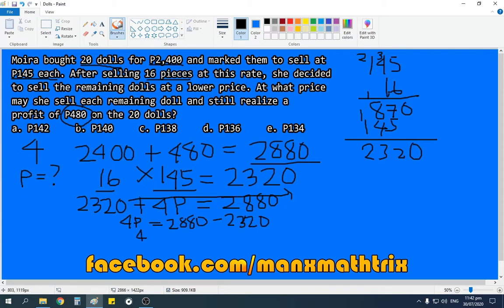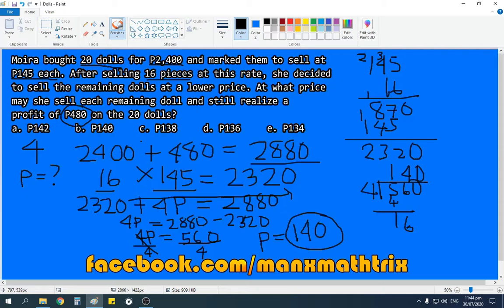4P is now equal to 0 minus 0 is 0, 8 minus 2 is 6, 8 minus 3 is 5, 2 minus 2 is 0. So 4P is equal to 560. Divide both sides by 4. Your P now equal to 140. So kung ang answer nyo dito is B, then tama kayo.